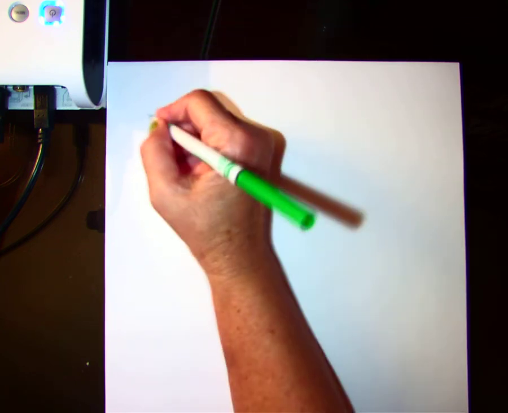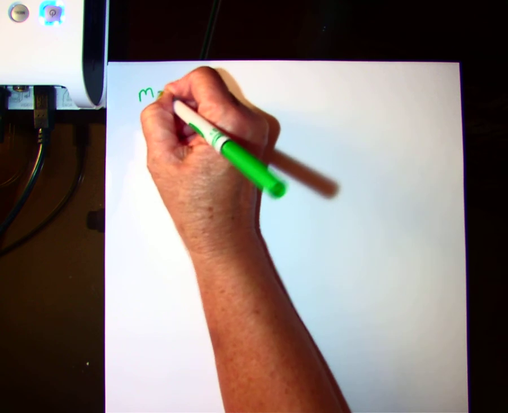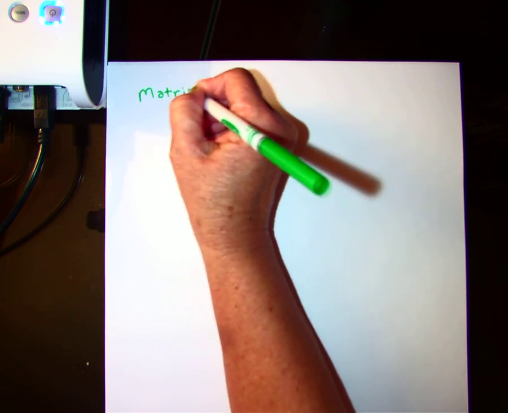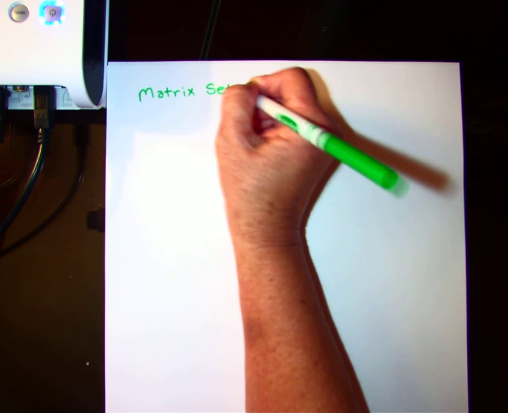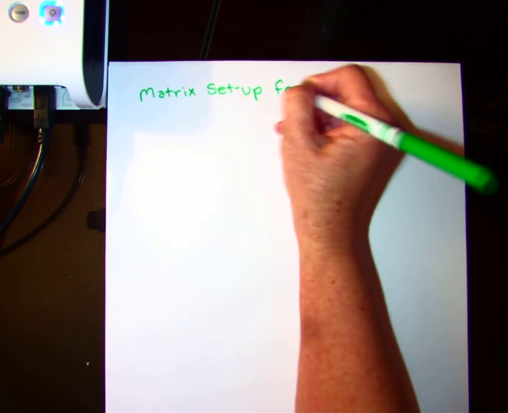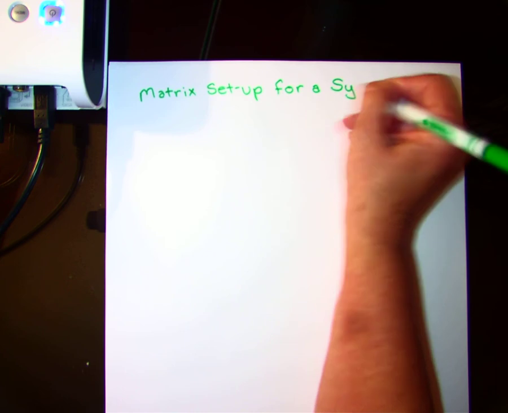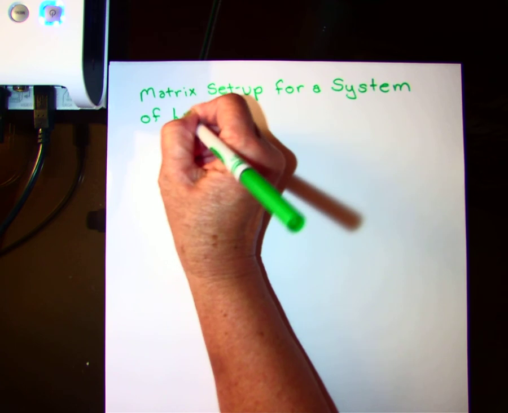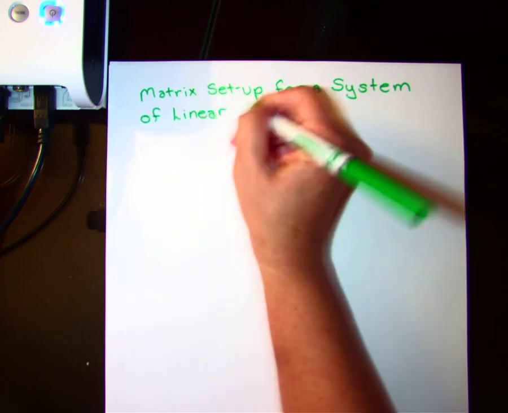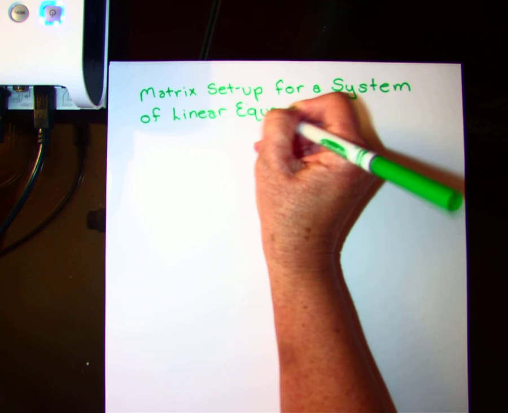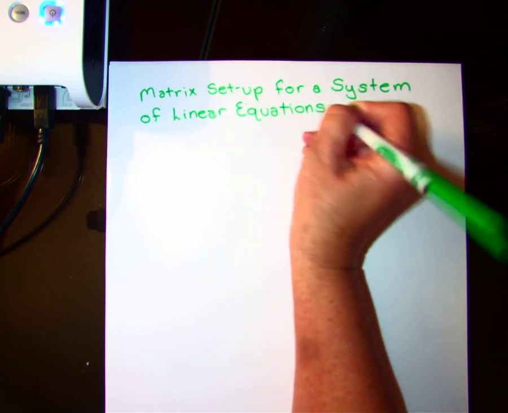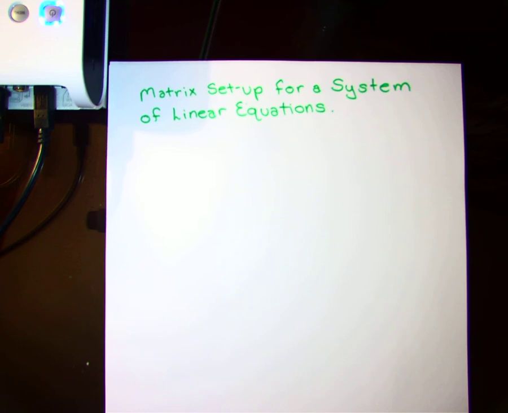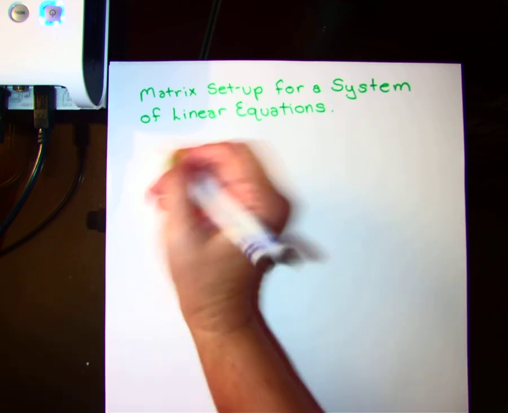Okay, today what we're going to do is we're going to use a matrix to set up a system of linear equations. So this is matrix setup for a system of linear equations. Now remember that a system of linear equations is any type of equations that are first order.